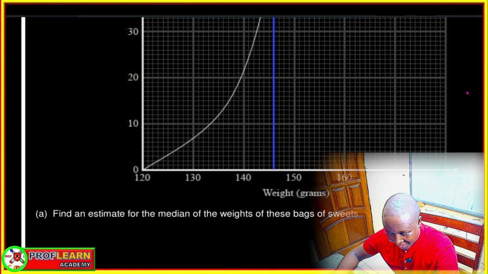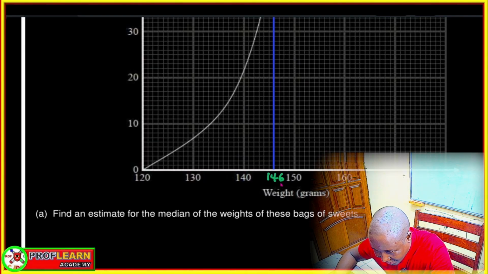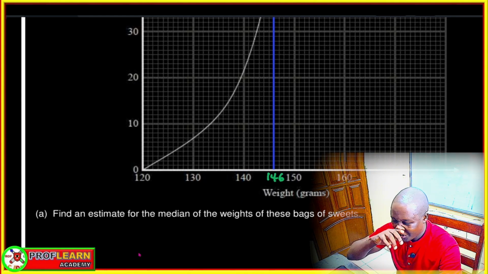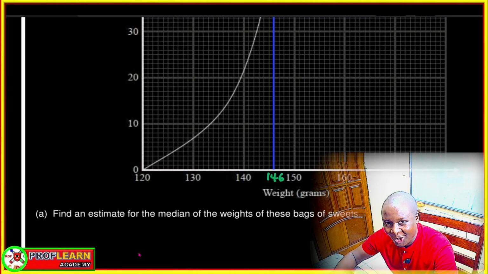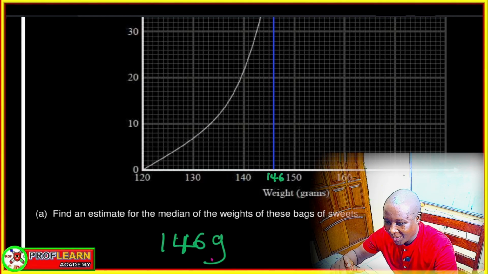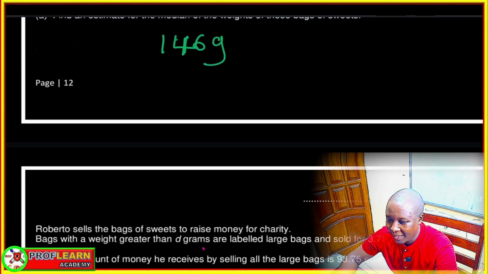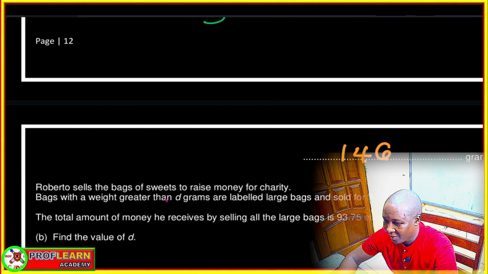Can you try to read that value? Which value is that? That's 140. Then we move all the way. This value is approximately around 146. So when you have 146 there, you say the estimate of the median is 146 grams. You write it down to make the examiner happy, and you get your marks.